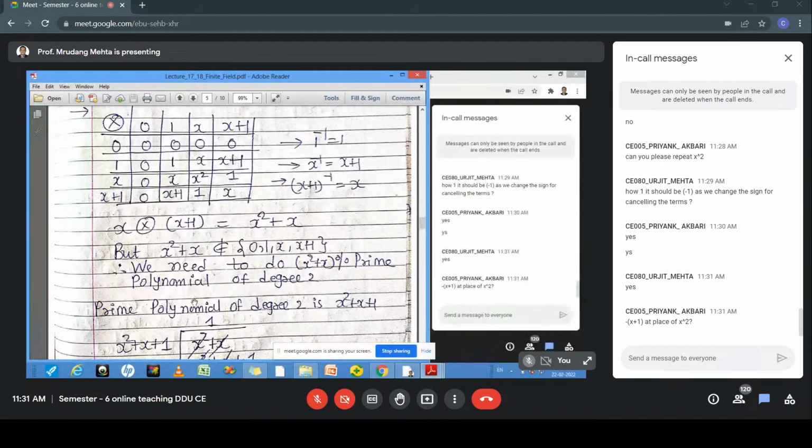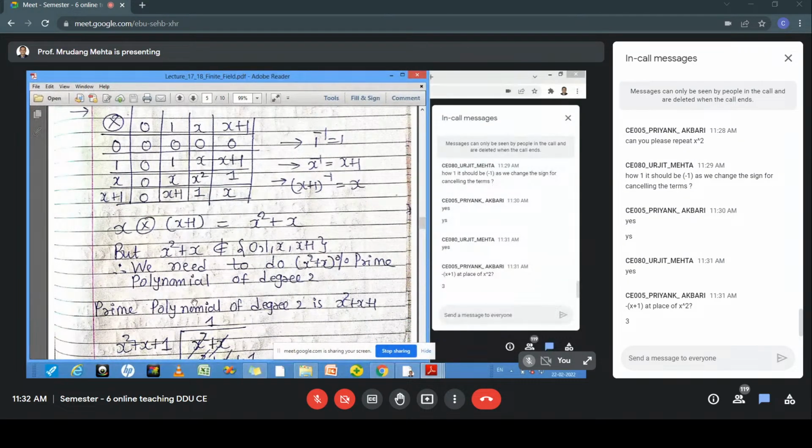It is like what you used to do in Z26 or Z5. If you have Z5, let's say 8, can you represent 8 in Z5? If you can recollect congruence, which we discussed in the beginning, 8 mod 5 is what? Yes, Priyank. What is 8 mod 5? 3, right? So 3 is congruent to 8 in Z5.